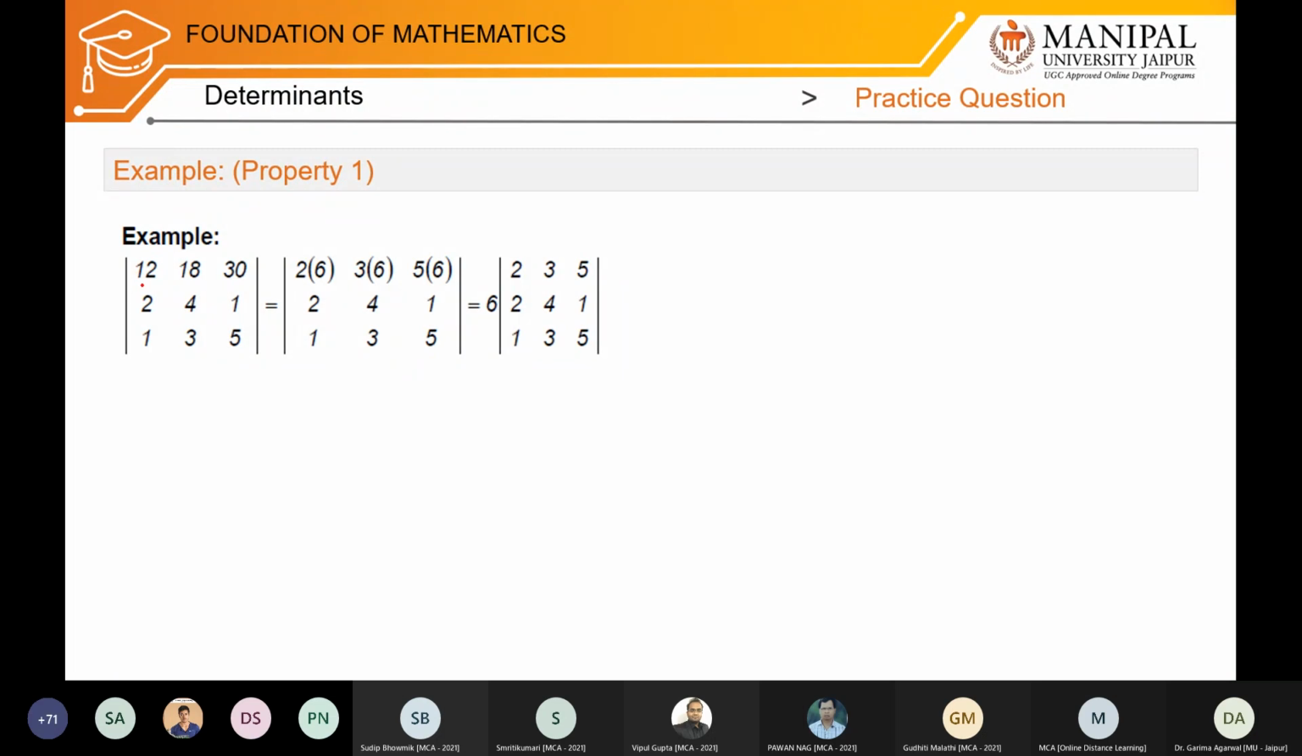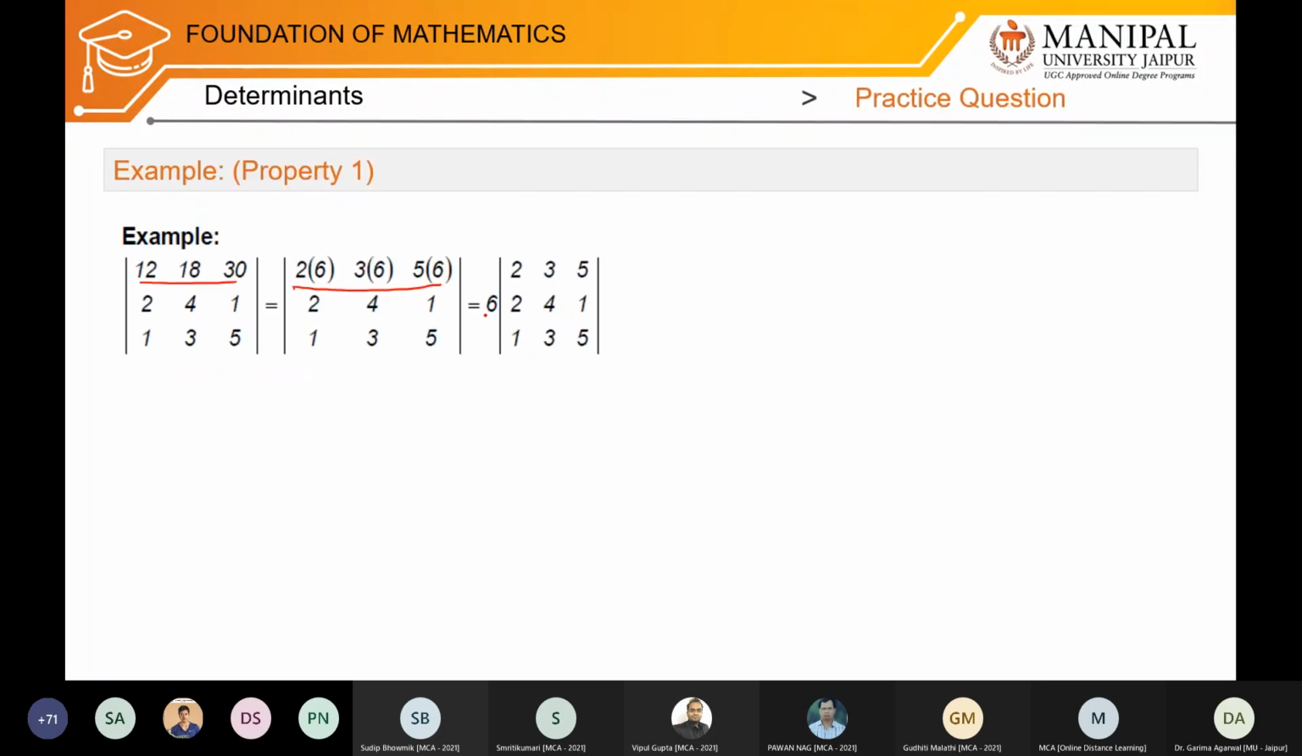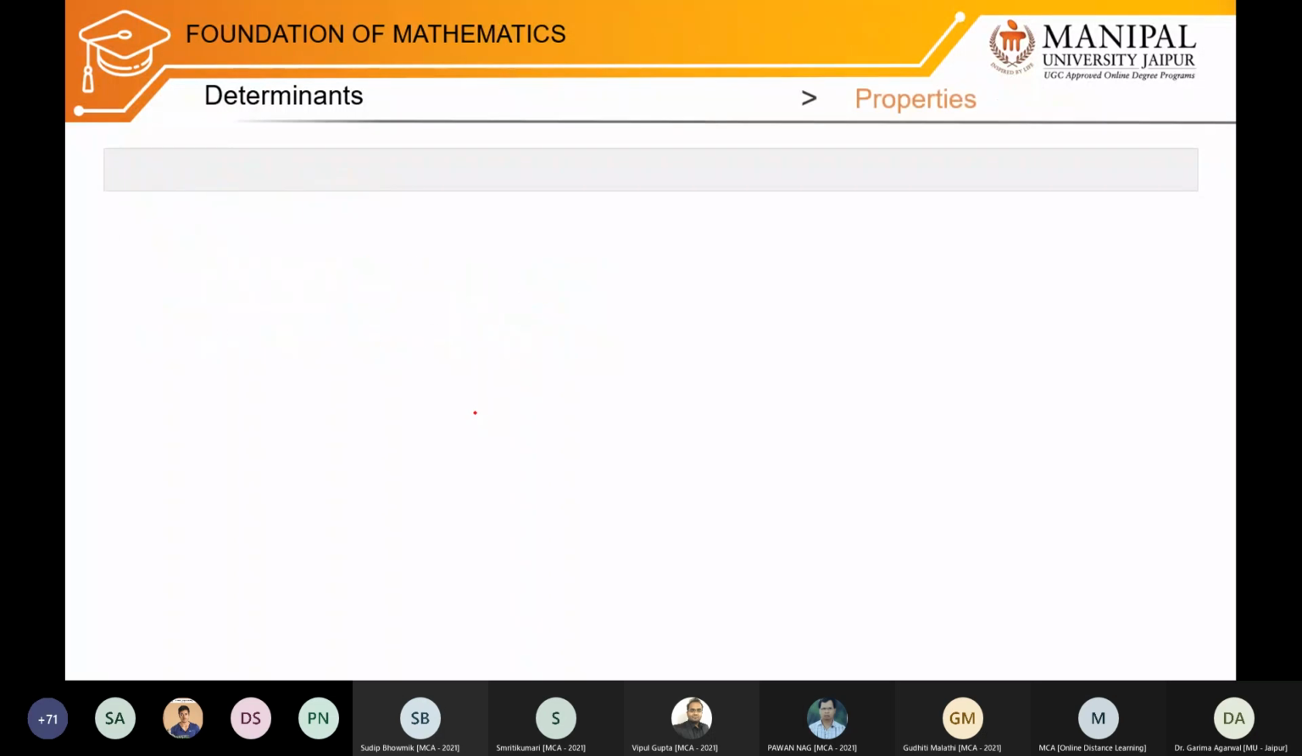Like this, we can take 6 common from this first row and rewrite it in this form, taking 6 common from the determinant.